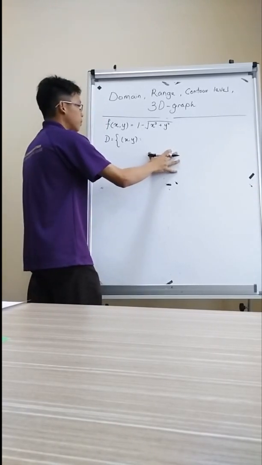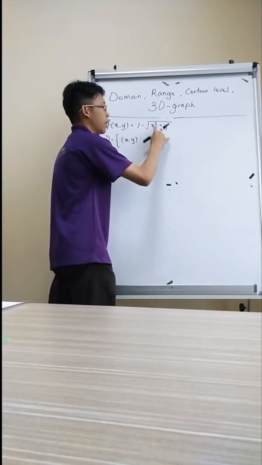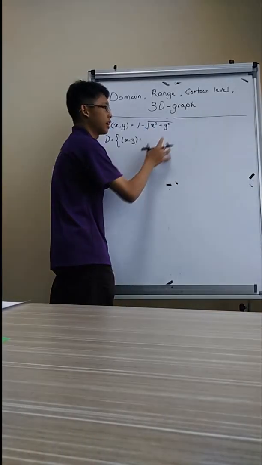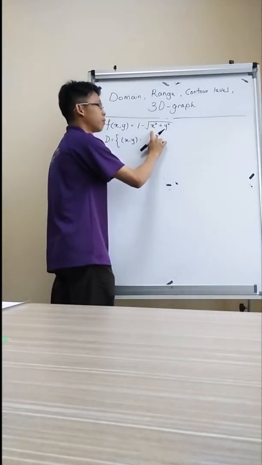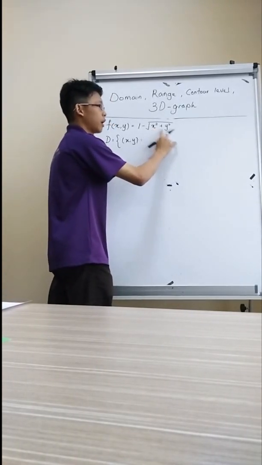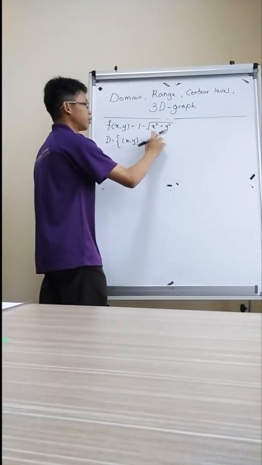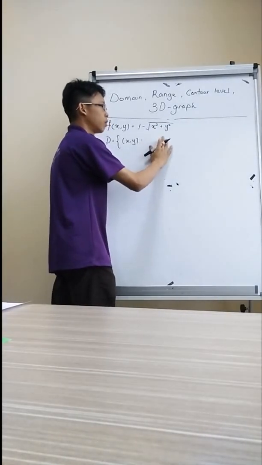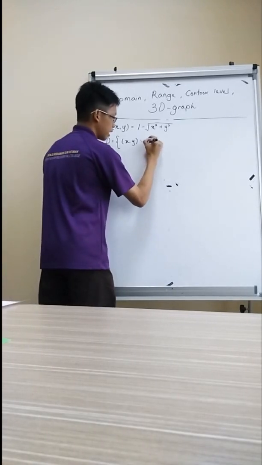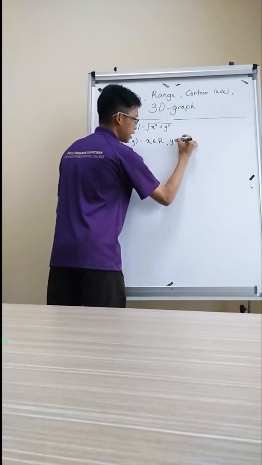Because x and y are already squared, if x and y are negative values, when we square them, they will give us positive values. A positive value plus a positive value will always give us a positive value. The square root of a positive value will give us a valid value. So we can conclude that x is any real number and y is any real number.